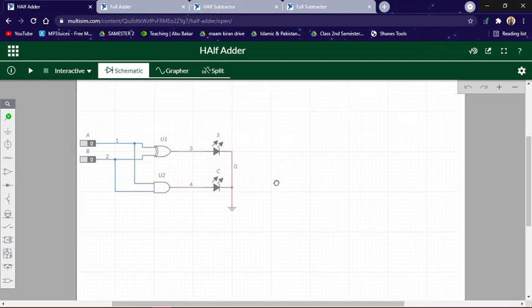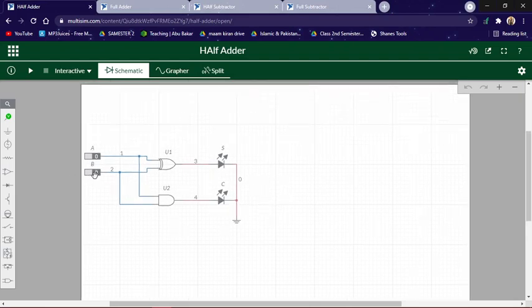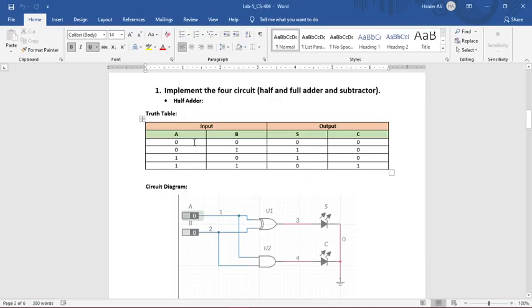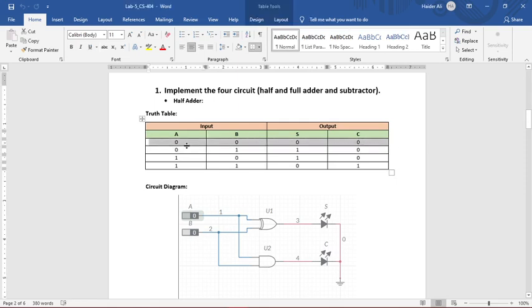This is the circuit of a half adder. These are the two inputs. When both of the inputs are 0, both the LEDs are off, sum and carry out. When both inputs are 0, both outputs are 0, both LEDs are off.